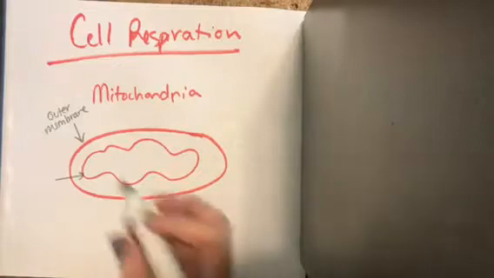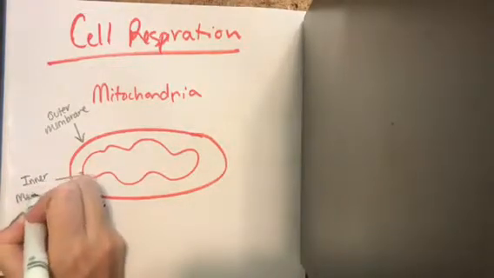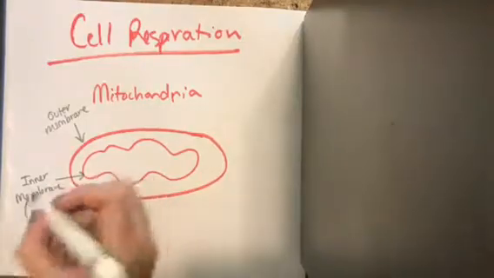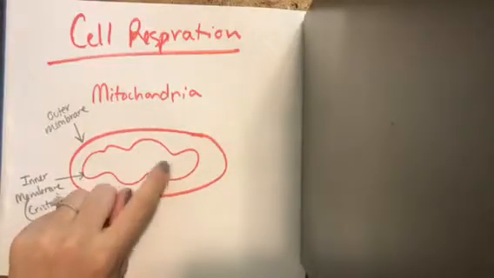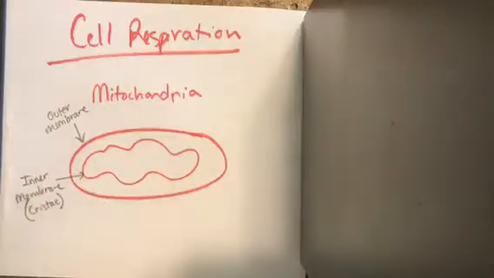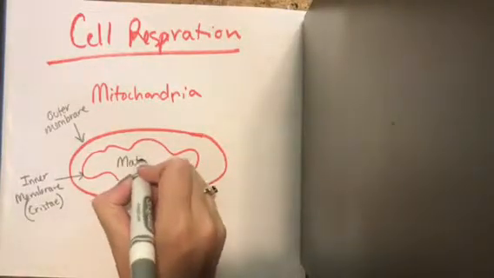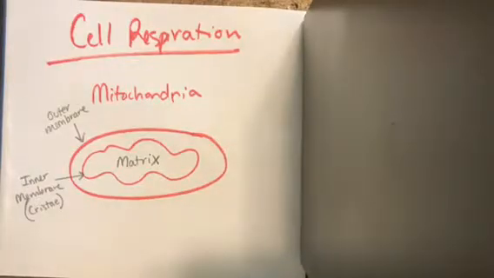This outer part right here is the outer membrane. This inner membrane is called the inner membrane. It's also known as the cristae. Then all this inside, there's fluid in here, and this inside piece is the matrix. That basically covers the mitochondria.